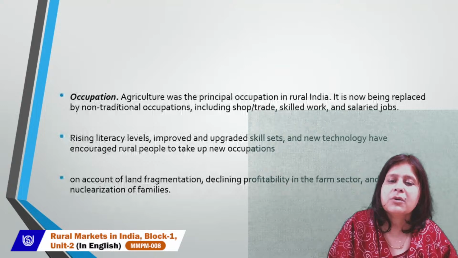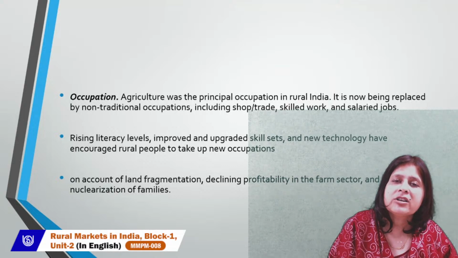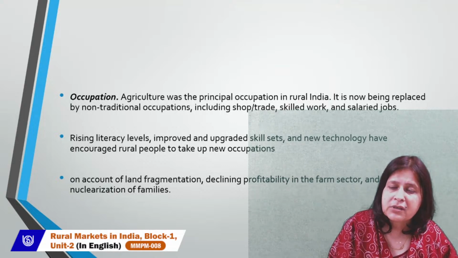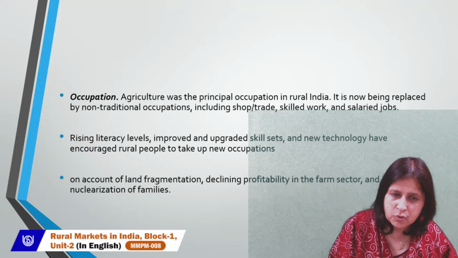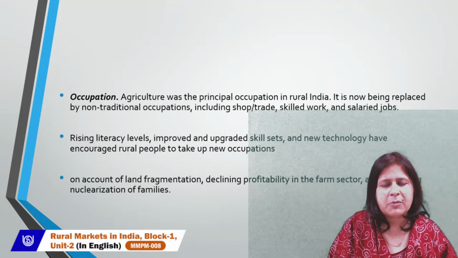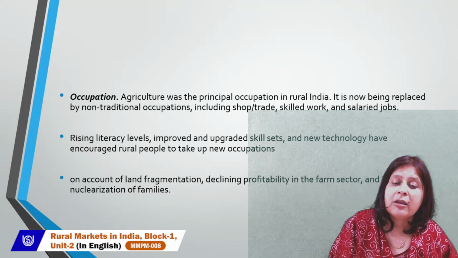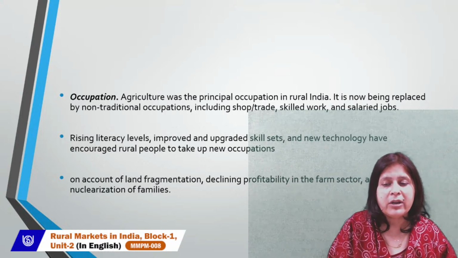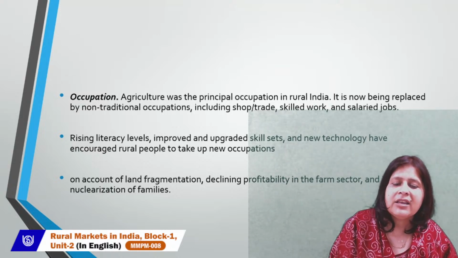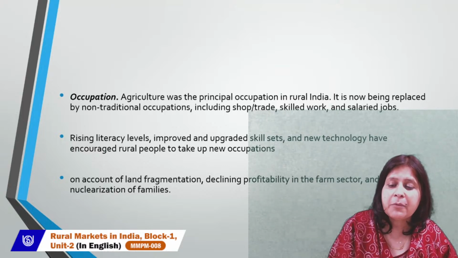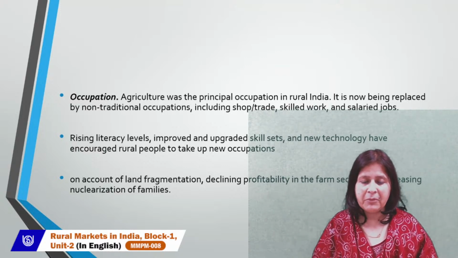Occupation. Agriculture was the principal occupation in rural India. It is now being replaced by non-traditional occupations like shops. It includes shops or trades or skilled work or salaried jobs too. But still, agriculture is the principal occupation in rural India. Rising literacy rate, improved skill sets, and new technology have encouraged rural people to take up new occupations, on account of land fragmentation, declining profitability in the farm sector, and increasing nuclearization of the family, right?